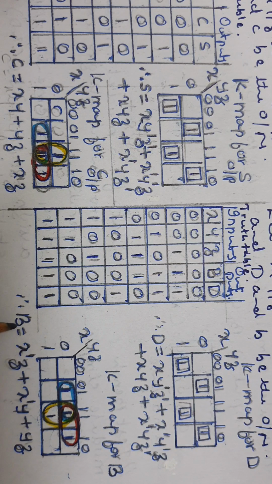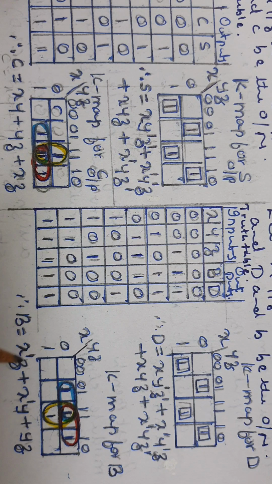Hence there is a difference in the borrow expression here when compared to carry. Sum expression and difference expression were same, but for carry and B it is different. So carry was found to be xy plus yz plus xz. But here borrow is found to be x dash z plus x dash y plus yz.